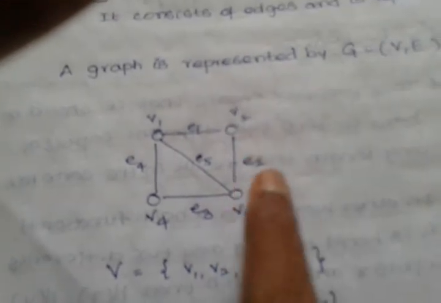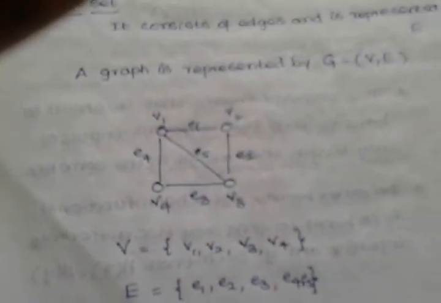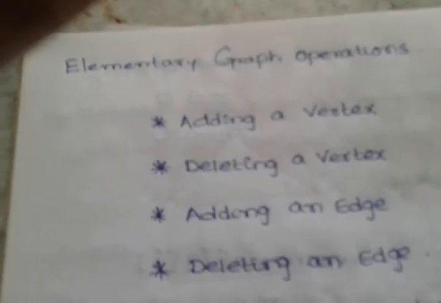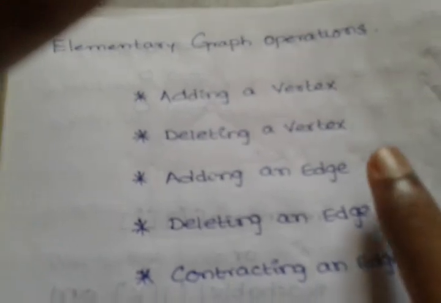If direction does not exist, then it is called an undirected graph. Now we are going to discuss the elementary graph operations. What are the different graph operations? What operations can be done on a graph?